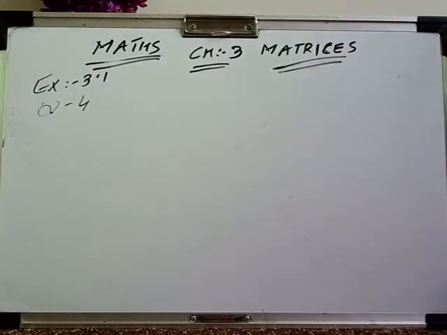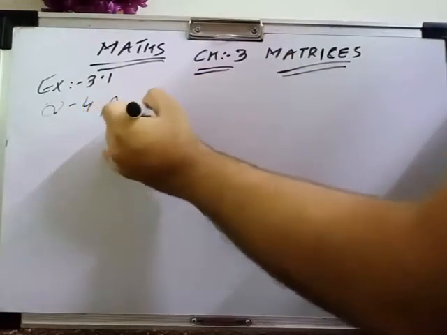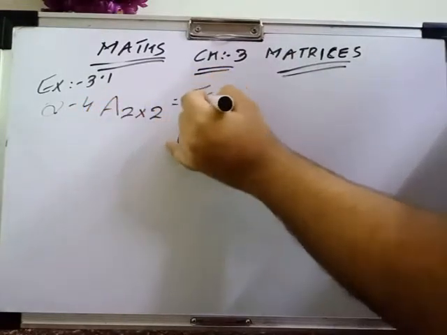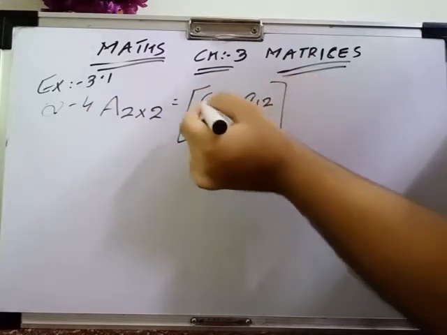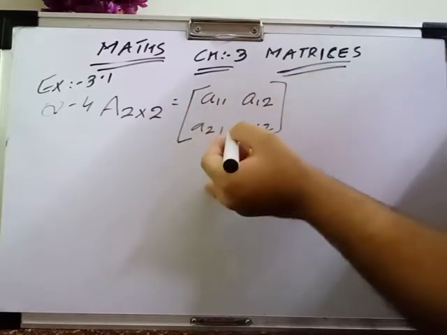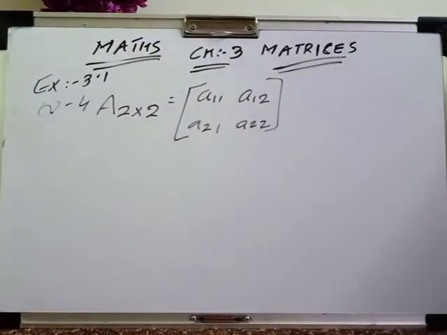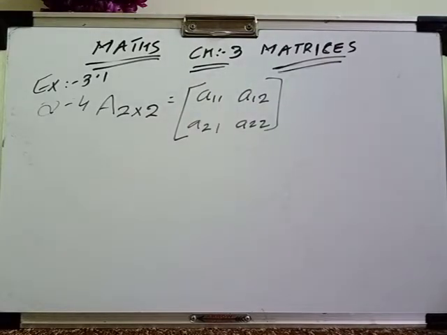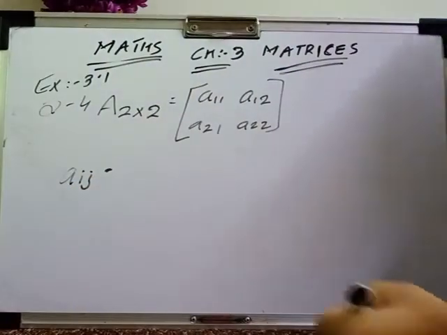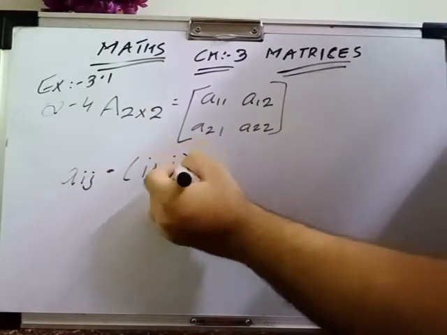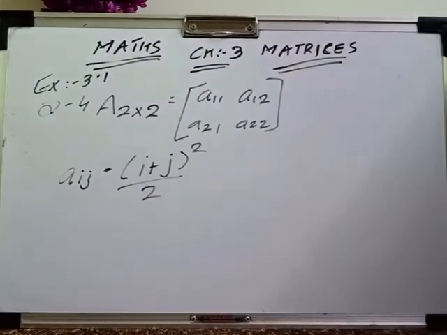Let's try to understand the fourth question, where we are asked to construct a 2 cross 2 matrix, that is A11, A12, A21 and A22. First row first column, first row second column, second row first column, second row second column. So we are asked to find these 4 elements, and the formula for that is given. Aij is equal to (i plus j) whole squared by 2, right? So i represents row and j represents column.